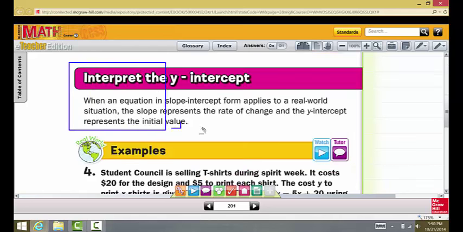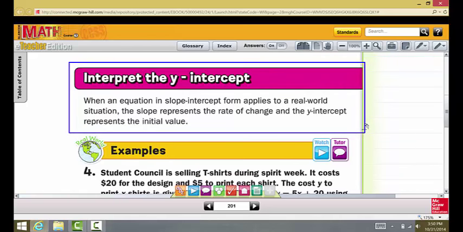Okay, let's talk about our important concept here, and you are probably going to want to put some of this in your notes and on your gold sheet. When an equation in slope-intercept form applies to a real-world situation, this is really key here, real-world situation, the slope represents the rate of change and the y-intercept represents the initial value.